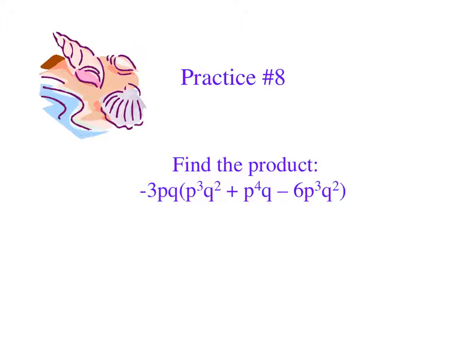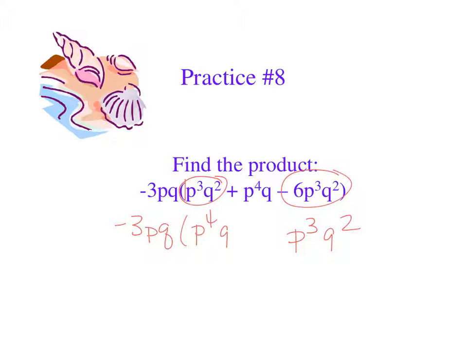Alright, so same thing's going on here. I have two like terms I've got to combine before I can do my distribution. So I'm going to go ahead and put my p to the 4th q here, and I have a p cubed q squared, and I do my math with the numbers in front. 1 minus 6, negative 5. And then I can distribute.